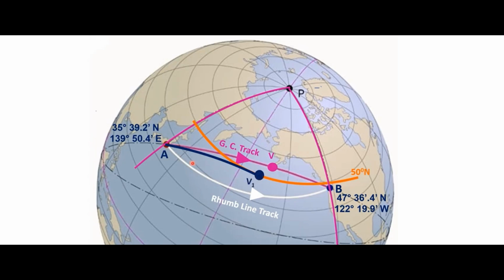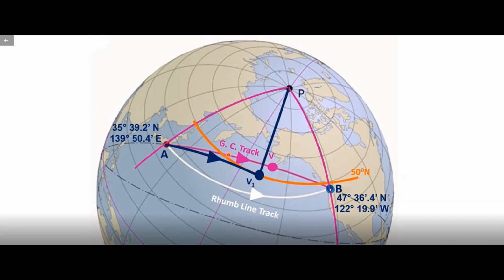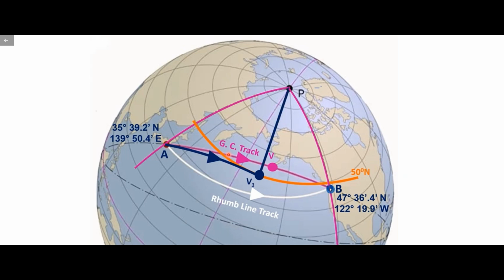V1 represents the vertex of this blue GC track, AV1. Now, this is a GC track, obviously. This is the meridian of V1, the vertex. Now, beta, if this point V1 is the vertex of the blue color great circle track, can you tell me what will be angle V1 in this diagram? 90 it will be, sir. 90 degrees. Very good. So angle V1 would be 90 degrees.